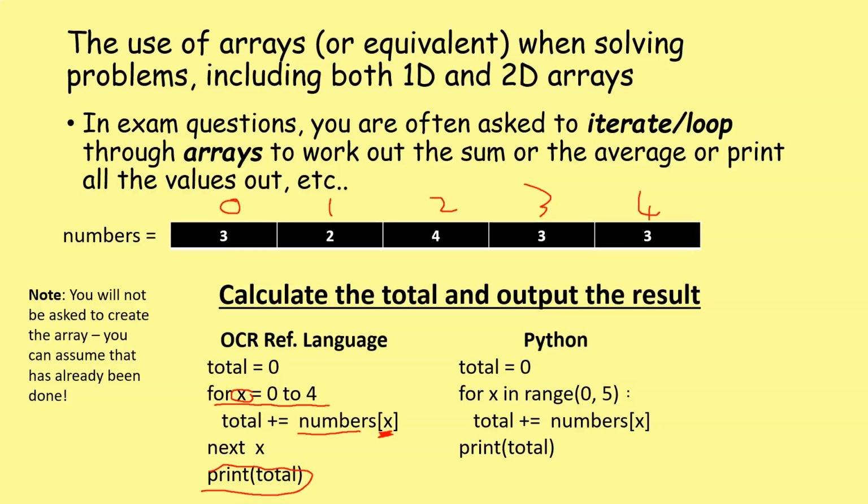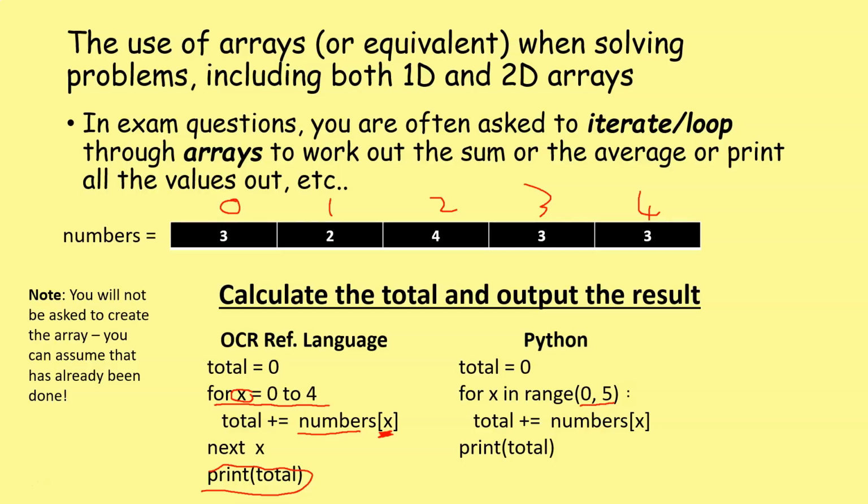Initialize the value of total, total equals 0. For x in range 0, 5, again, be careful here. 0 is the first value. The second value is exclusive, so it's one more than we need. So if we want to go 0, 1, 2, 3, 4, we say 0, 5. Again, we add whatever was in that position of the array into total, and then we print it out.